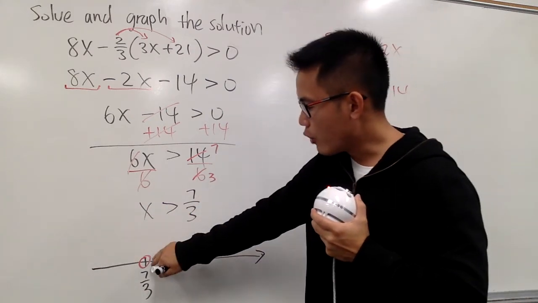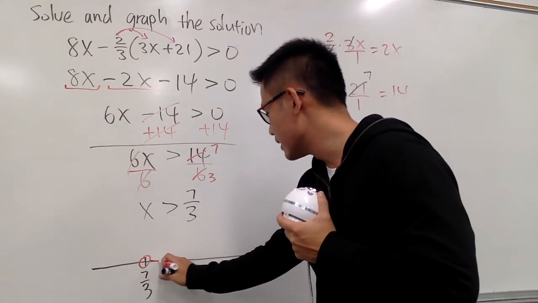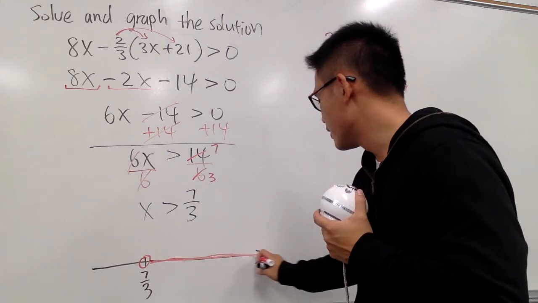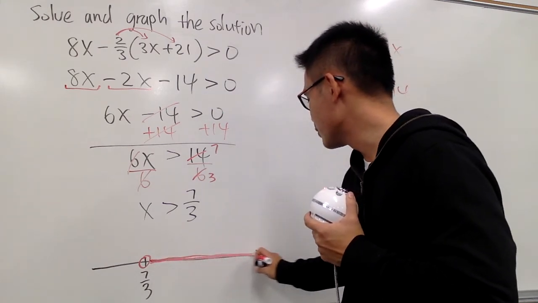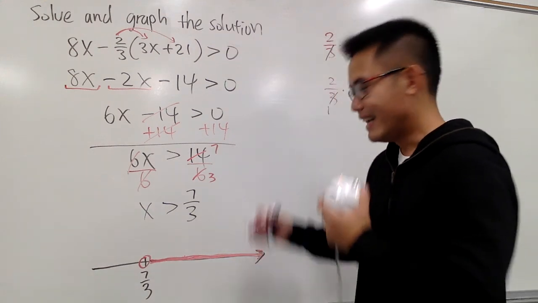That means we have to go from 7 over 3 to the right, right? So x is bigger than 7 over 3. So here is the graph. Right, so just make sure that this part of the graph is darkened, just like this. And that's it.